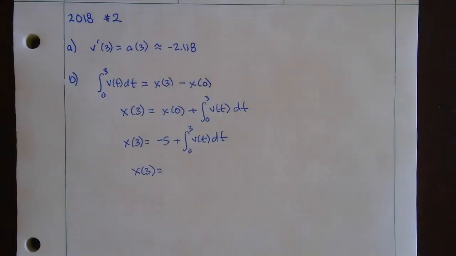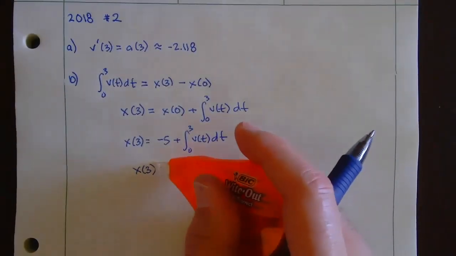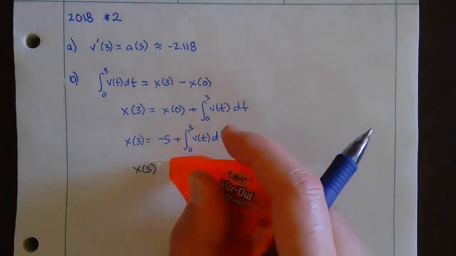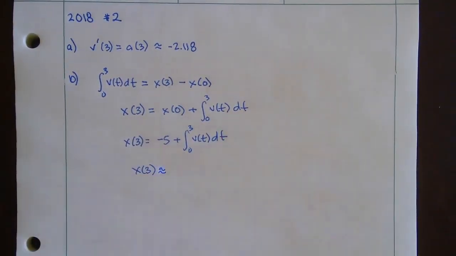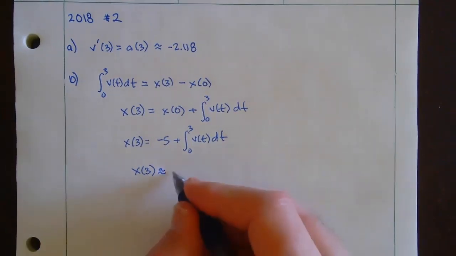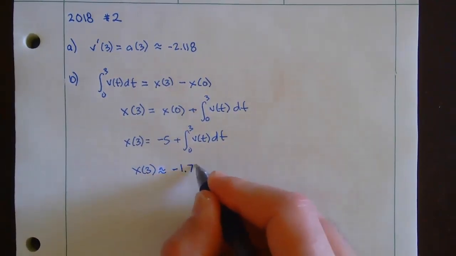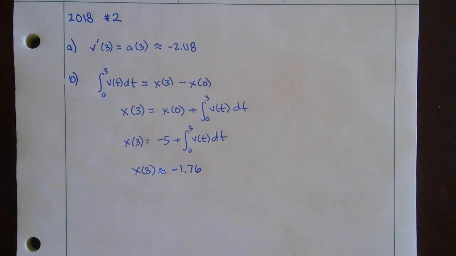Now, technically, I shouldn't be putting in equals here, okay? So I'm going to change it. They're not going to take off if you put in equals, okay? But x of 3 is about -1.760. Okay, or -1.76 would be good too, because that'd be 3 decimal places. Okay, so that's the answer to part B.